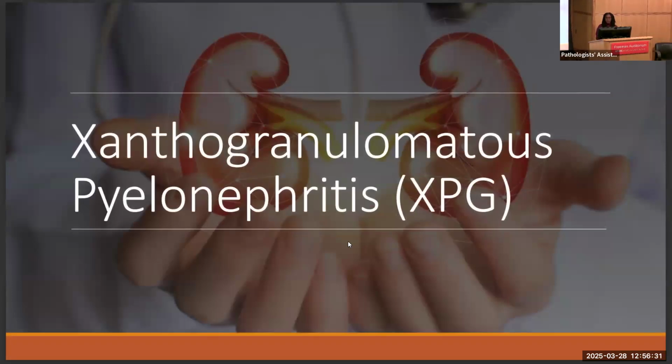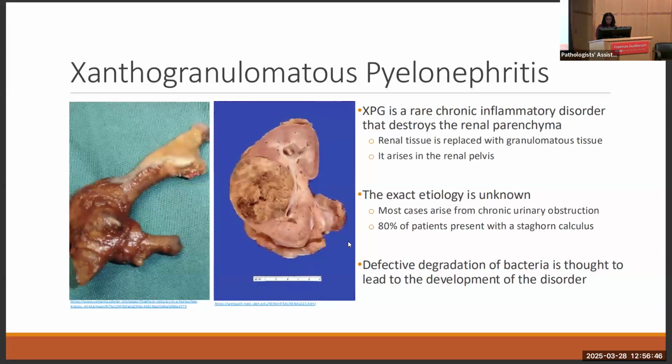Xanthogranulomatous pyelonephritis, which I will refer to as XPG, is important to consider because it's a chronic inflammatory condition that can mimic clear cell carcinoma both grossly and microscopically. XPG is a rare chronic inflammatory disorder that invades and destroys the renal parenchyma. The renal and perirenal tissues are destroyed and replaced with granulomatous tissue with lipid-laden macrophages.